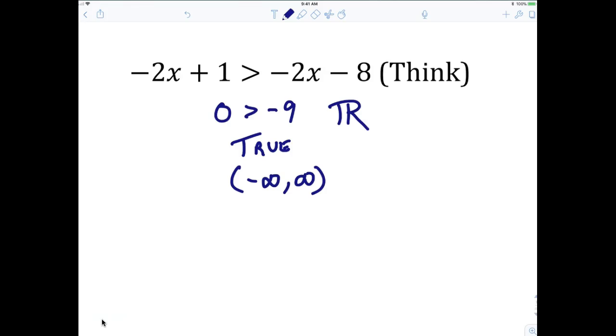And you can't understand that if you're not thinking. So you write it like this. Yes, that's okay. And then interval notation would be negative infinity to infinity. That means every number.